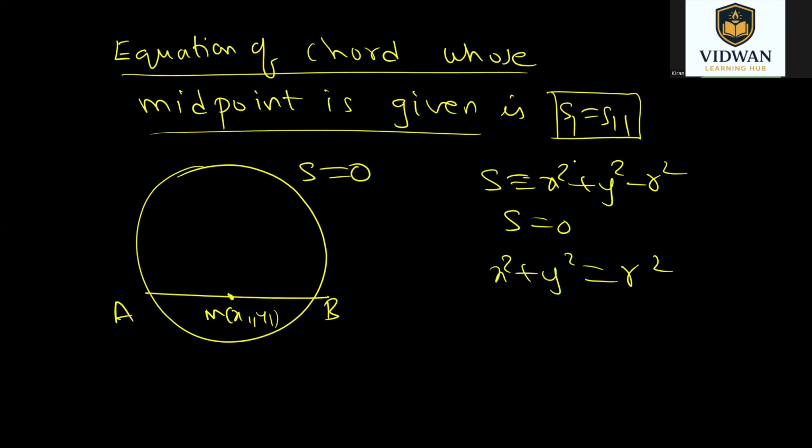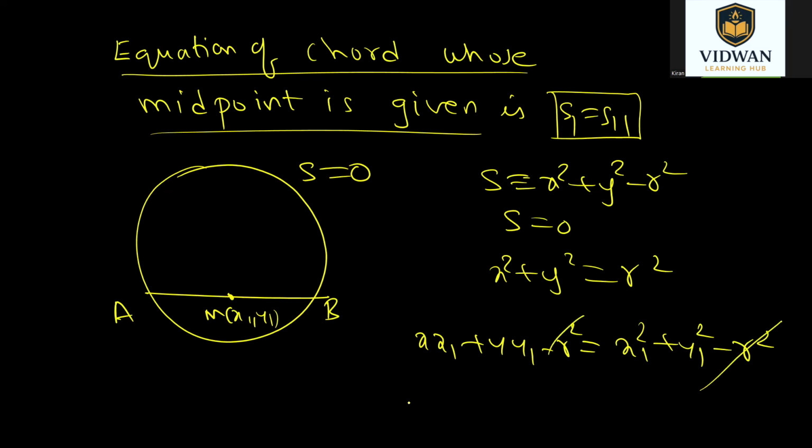So what does S1 represent? x x1 plus y y1 minus r square is S1. S11 will be x1 square plus y1 square minus r square. So you can cancel this on both sides and the resulting value will be the equation of the chord when midpoint is given. So we can straight away remember this formula and use it in the problems.